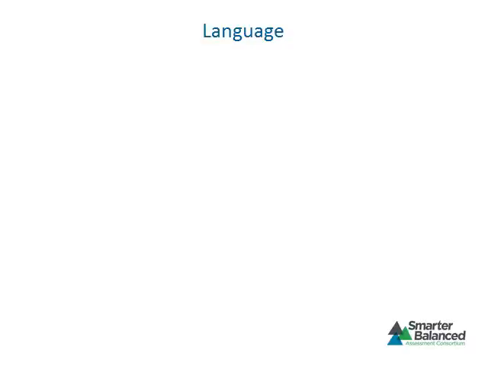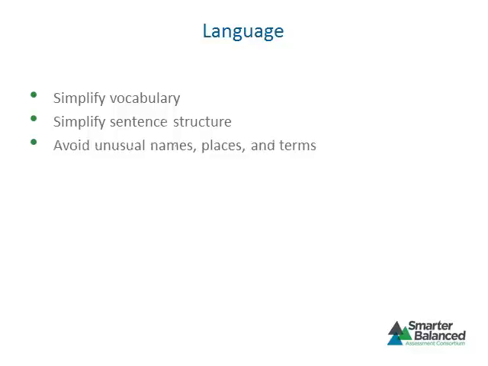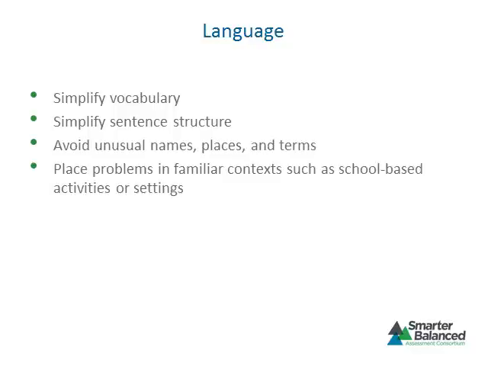4 guidelines that are specific to language complexity include: simplify vocabulary when possible, simplify sentence structure, avoid unusual names, places, and terms, and place problems in familiar contexts such as school-based activities or settings. Earlier, there was an item that placed arithmetic in a setting that may not be familiar to many students, specifically a football game.